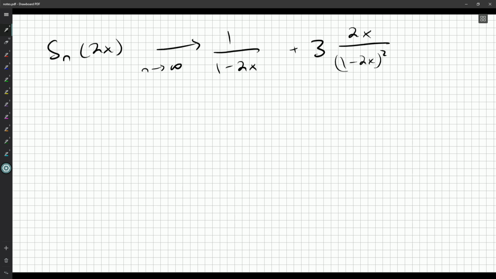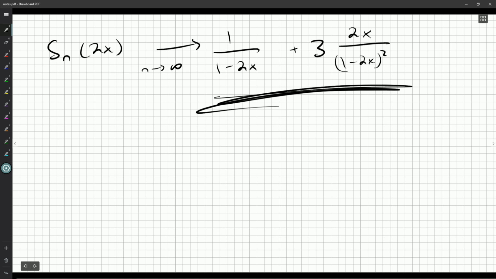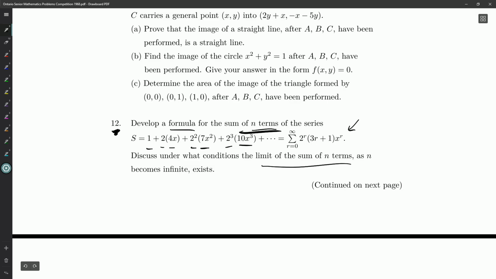They didn't ask for that, but it's nice to always be able to say, all right, if you have a value of x, this is what your sequence is going to look like. And there we go. That's question 12.